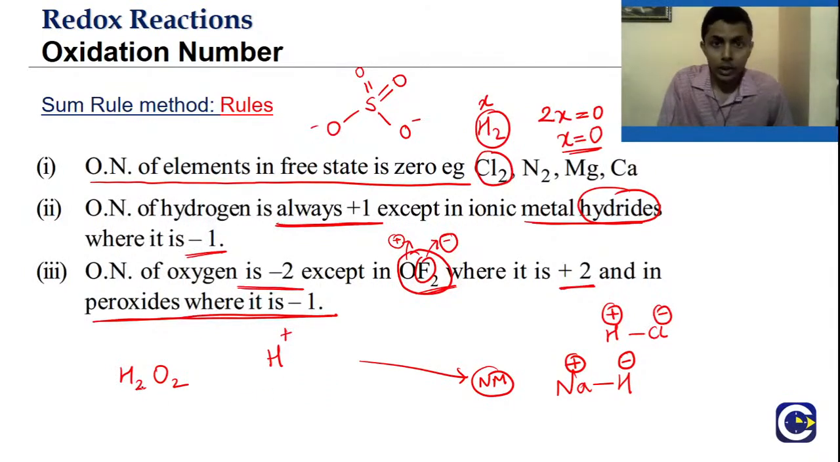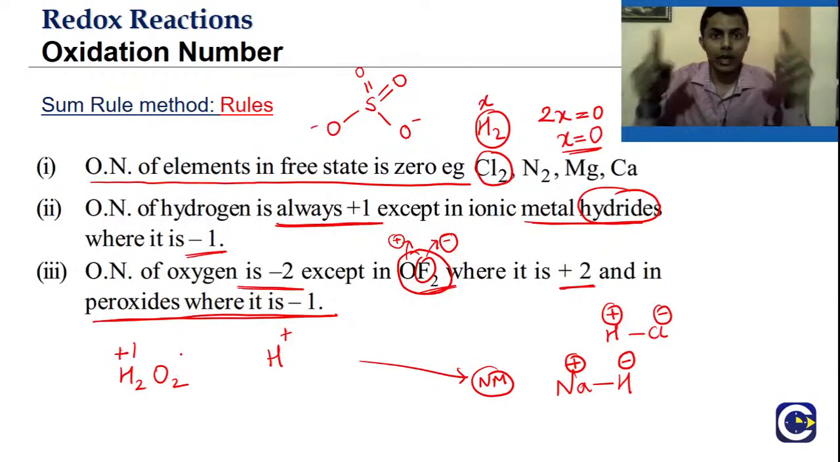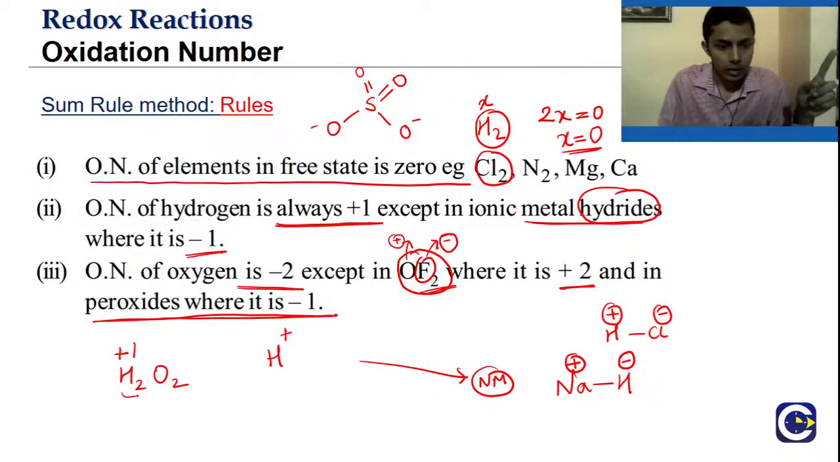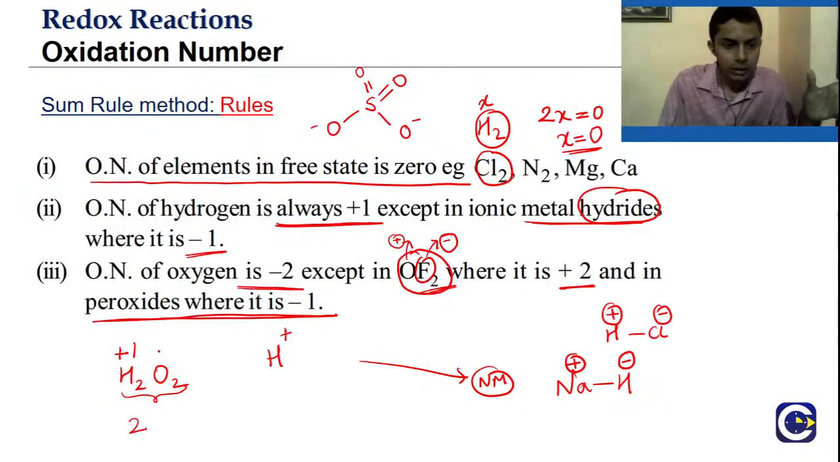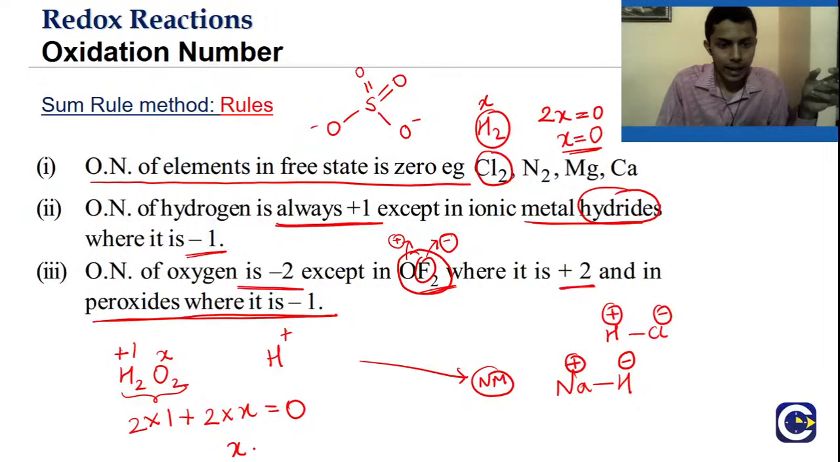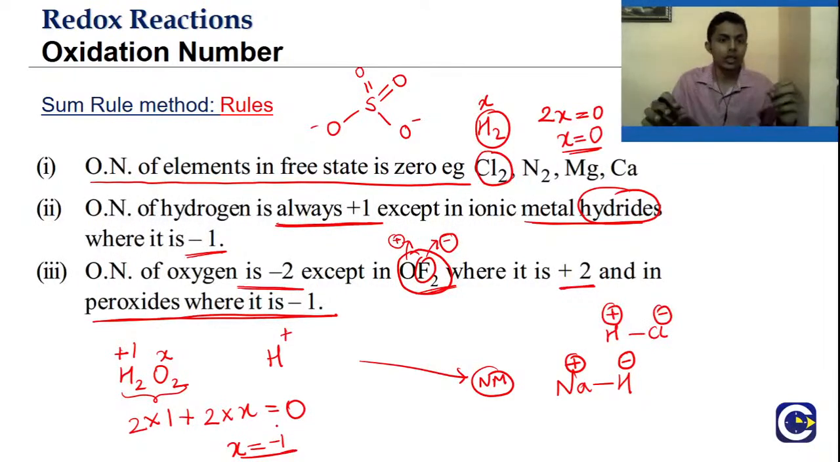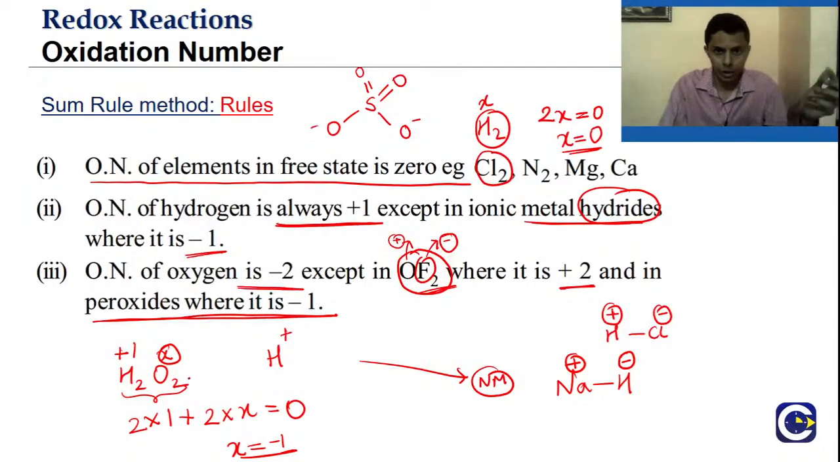So in case of hydrogen peroxide, hydrogen is there, so plus 1 charge on hydrogen, and we have the sum rule method. What is that? The algebraic sum of all the oxidation numbers should be equal to 0 if it is a neutral molecule. So I'll do the algebraic sum. Let's take oxidation number of oxygen as x. It will be 2 into 1 plus 2 into x, correct? Because 2 atoms of oxygen are there, should be equal to 0. So if I do the calculation, I'll get x equal to minus 1. Got it? So that's why notional charge on oxygen will be minus 1 in case of peroxide.